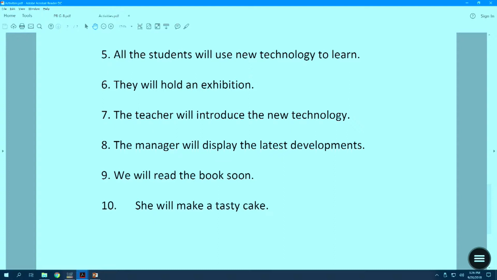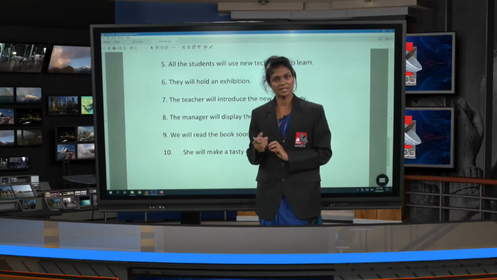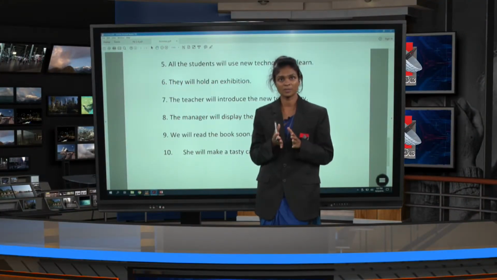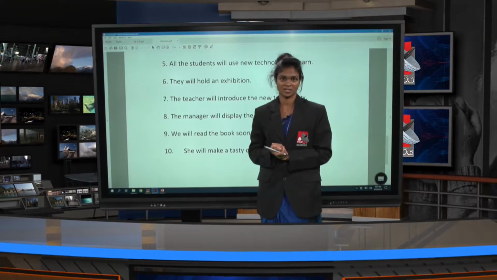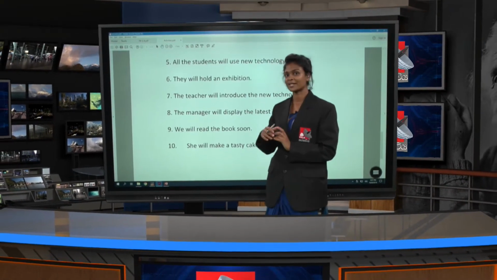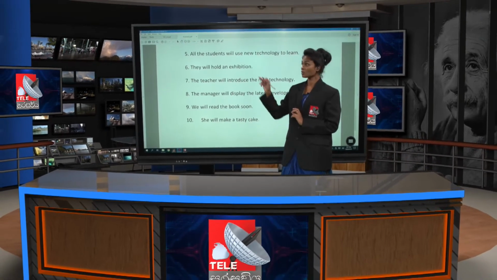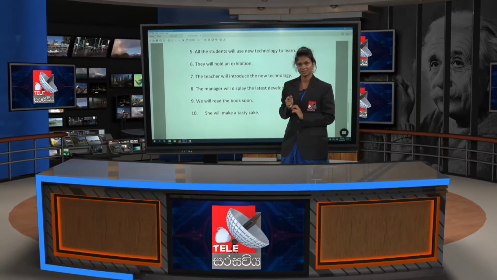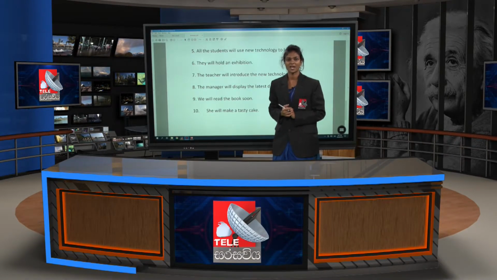Then sixth one, they will hold an exhibition. Here the agent is they, will hold becomes the verb, then an exhibition that is the object. Then we are going to take that object to the front. How? An exhibition will be held by them.